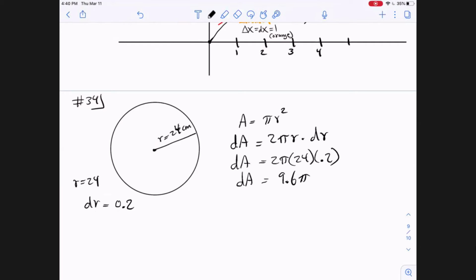And what is that in approximately real money? About 30 square centimeters, since pi is approximately 3.14. So what that means is if you measure the radius of this disc and get 24 centimeters, but the instrument you use could be off by 0.2 centimeters, you could possibly have an error of up to 30 square centimeters for the area.